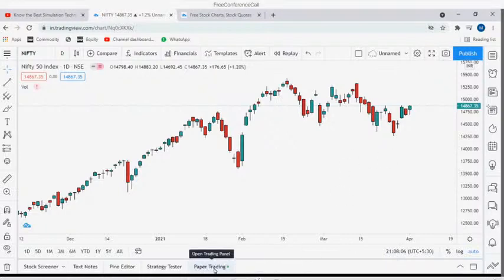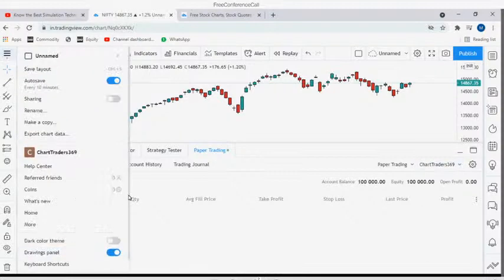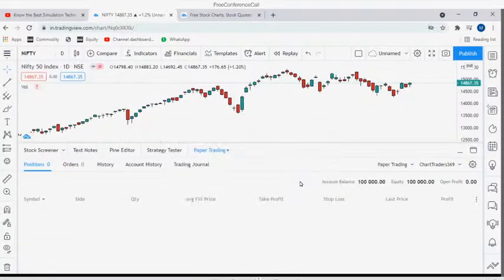Paper trading is not real trading, but it is more like real trading, except the amount is dummy. You are not actually putting in real money, but using a virtual amount. I was logged in, so let me log out for a minute so that I can show you how to do that.